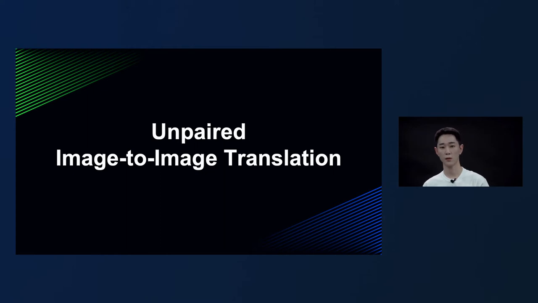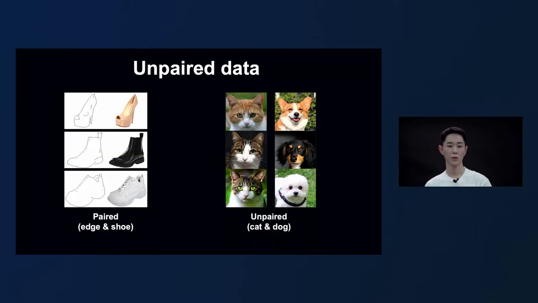Now let's look at the unpaired image-to-image translation models. The models introduced earlier require input and output pairs as training data. However, it is often extremely difficult or impossible to collect data considering these input and output pairs. For example, if you want to turn a cat into a dog, it is almost impossible to collect a dog image corresponding to a specific cat.